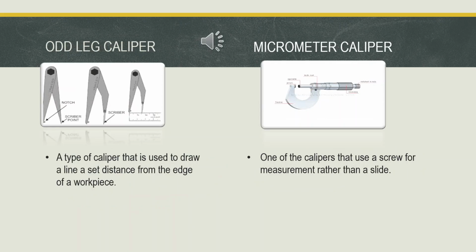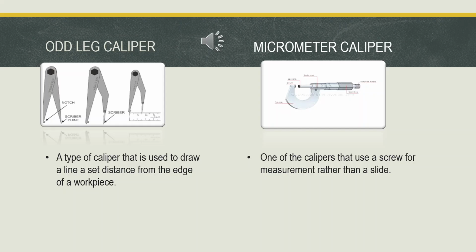Next is the odd leg caliper, a type of caliper that is used to draw a line a set distance from the edge of a workpiece. As you can see, it's like a moving leg. Odd leg calipers are used mainly to scribe lines parallel to the edge of metal or plastic. They are used for much the same reason that a woodworker might use a marking gauge.